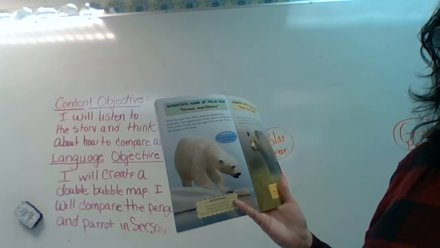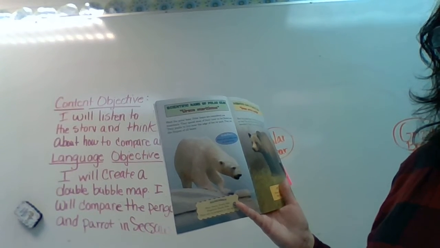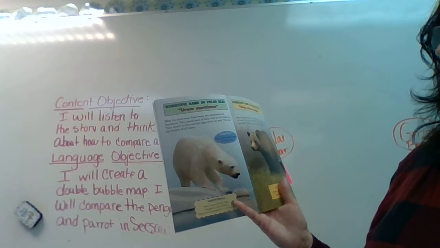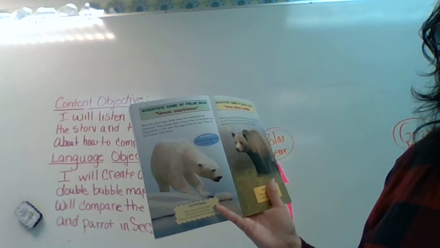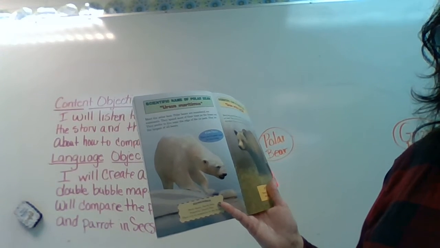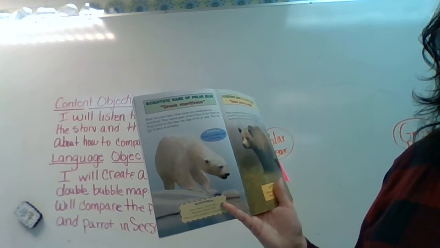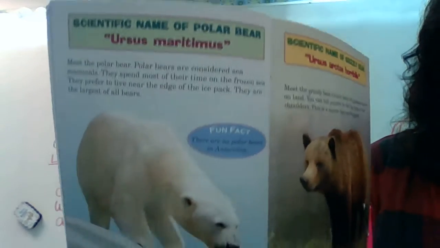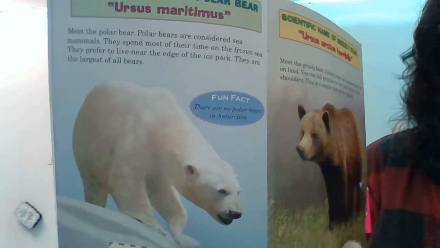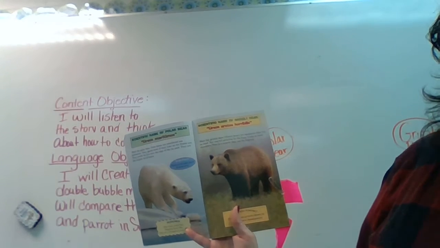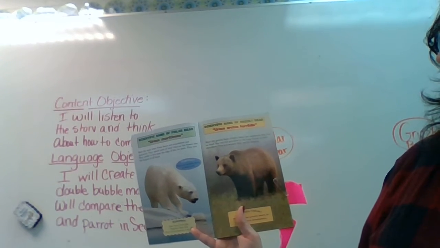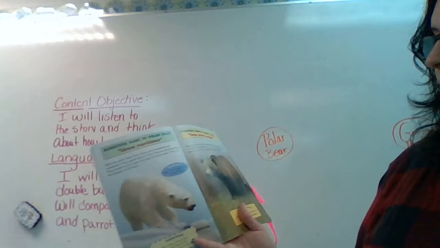Okay, meet the polar bear. Polar bears are considered sea mammals. They spend most of their time on frozen sea. They prefer to live at the edge of an ice pack. They are the largest of all bears. Fun fact: there are no polar bears in Antarctica. There's a picture of him. He's super pretty.